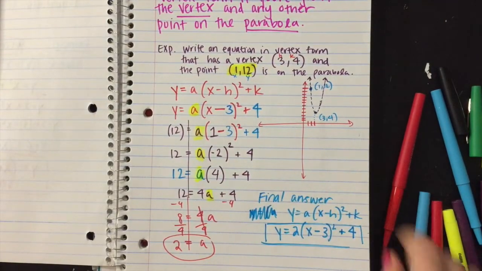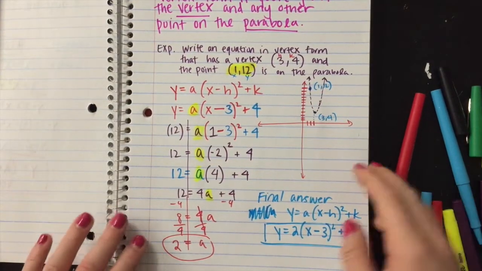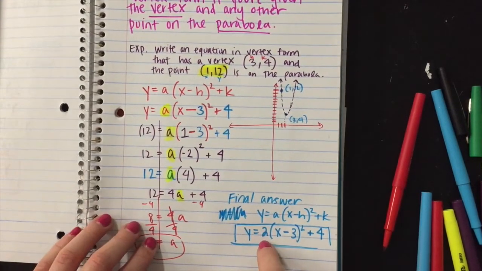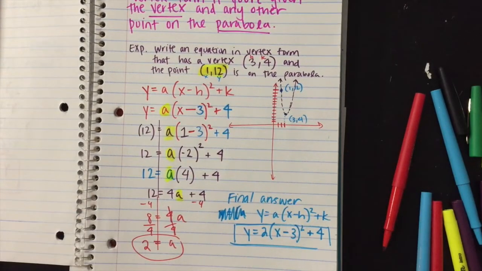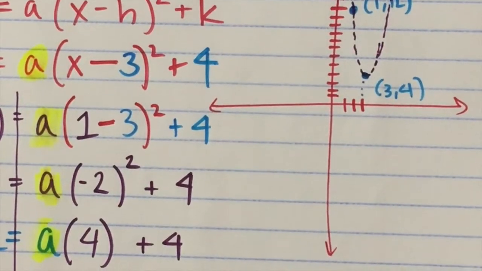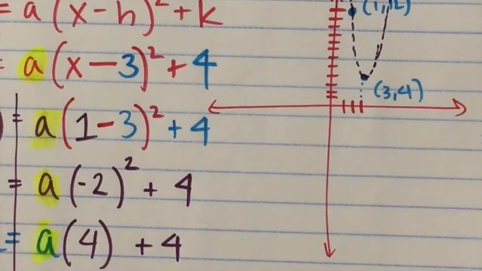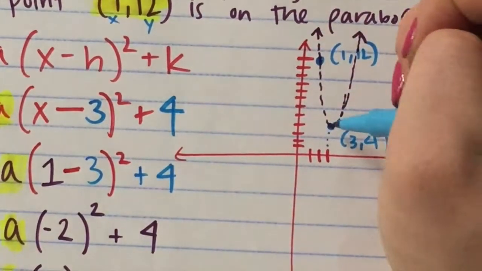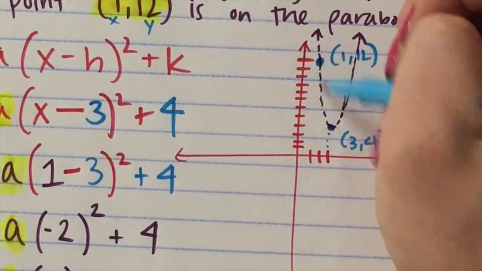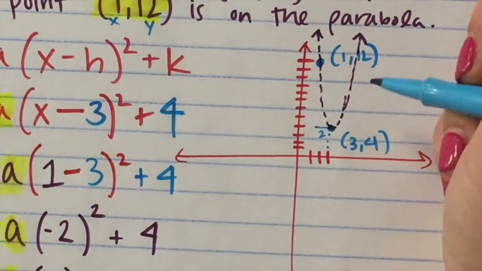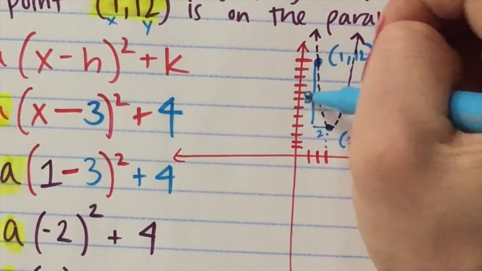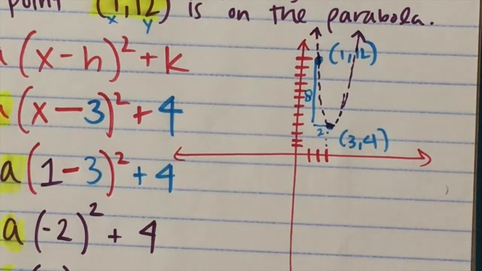And that actually makes sense if you come back up and look at what my graph was, because if you look at that graph, it does look like it's twice as skinny. So if I zoomed in here, and if I had done a better job graphing this, you could have actually really been able to tell that from 3 to 1, I'm going over 2, but I'm going up 8. Well, that's twice as much as you do in the normal parabola.